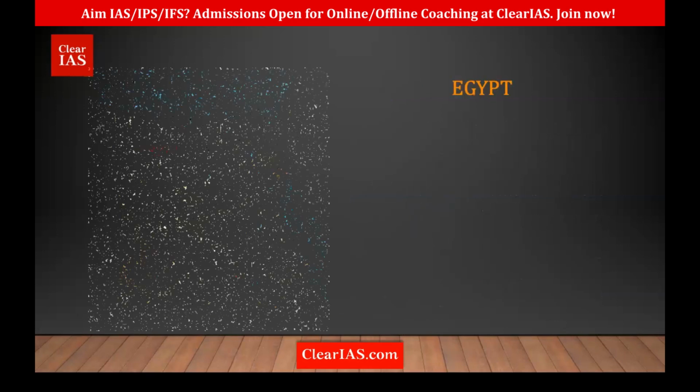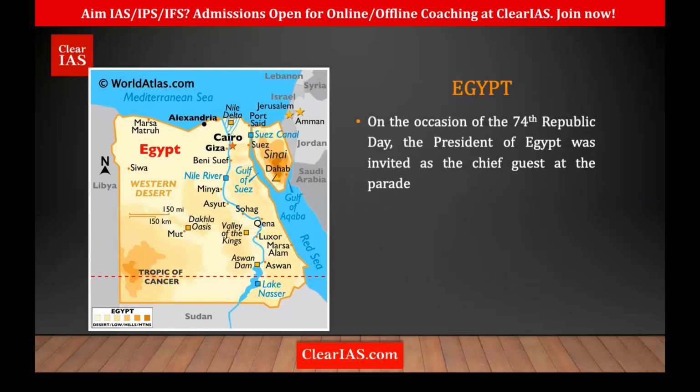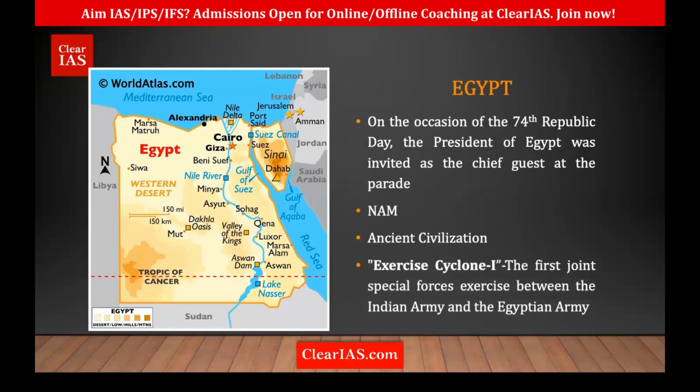Then Egypt is very important mainly because the president visited. We spoke about all the bordering areas, the Sinai Peninsula, Lake Nasser, Aswan Dam, and the Nile Delta. Apart from that, there is the non-alignment movement and ancient civilization link. Exercise Cyclone is the first joint special forces exercise between the Indian Army and Egyptian Army.